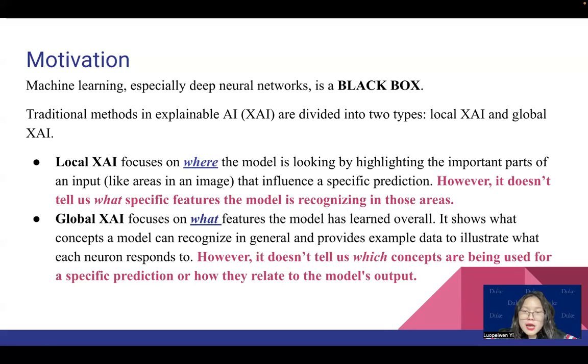It's often unclear how machine learning, especially deep neural networks, make decisions, and they can sometimes rely on features that lead to bias or unexpected results. Traditional methods in XAI are divided into two types, the local and global XAI. The local XAI focuses on where the model is looking at. However, it doesn't tell us what specific features the model is recognizing in those areas. On the other hand, the global XAI focuses on what features the model has learned overall. However, it doesn't tell us which concepts are being used for a specific prediction.